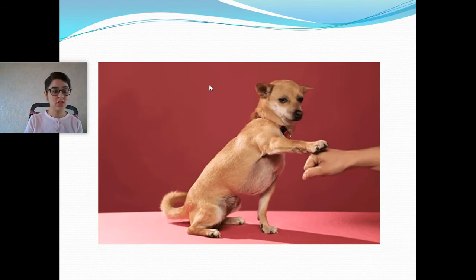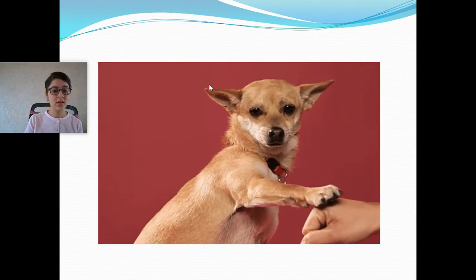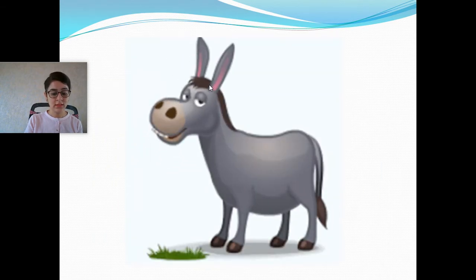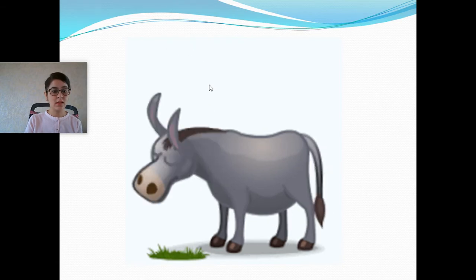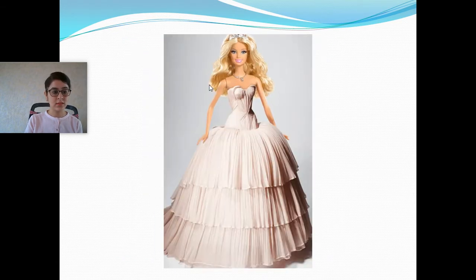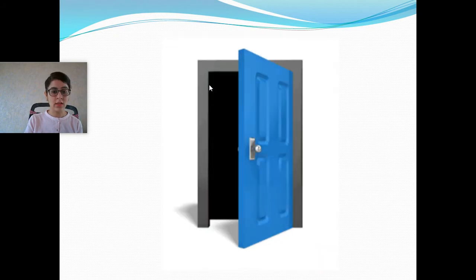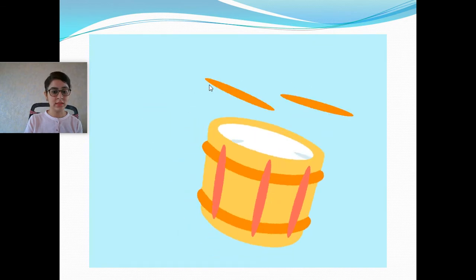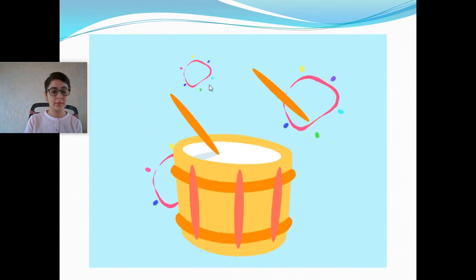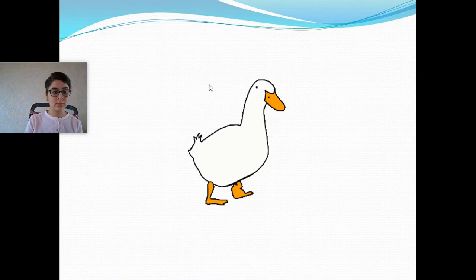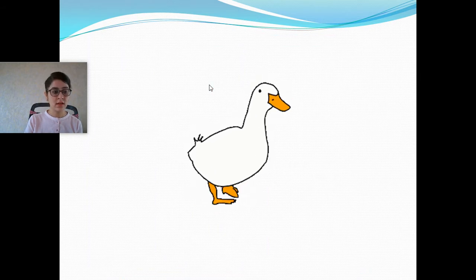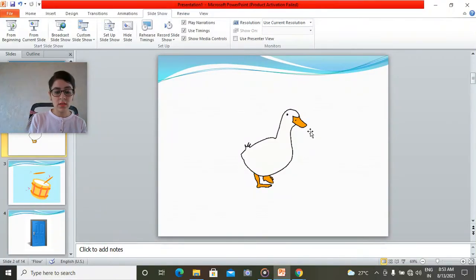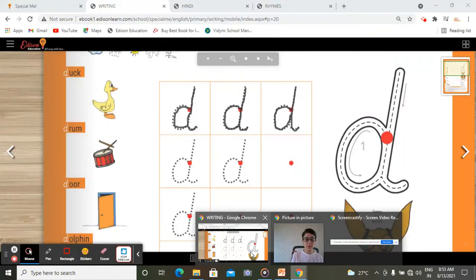D the dog. D the donkey. D the doll. D the door. D the drum. D the duck. So these are the objects related to letter D.